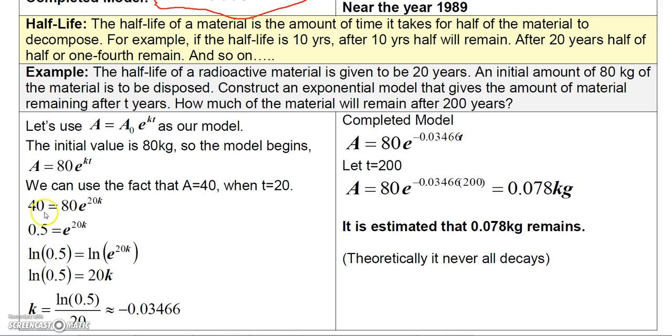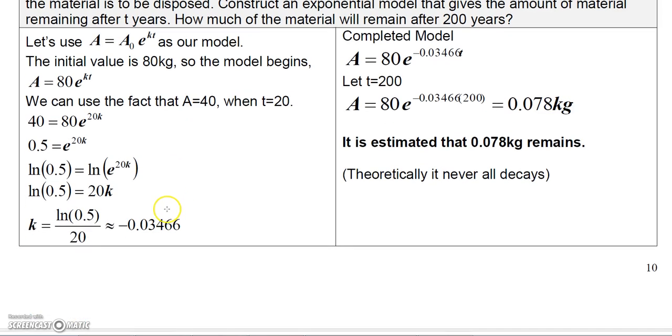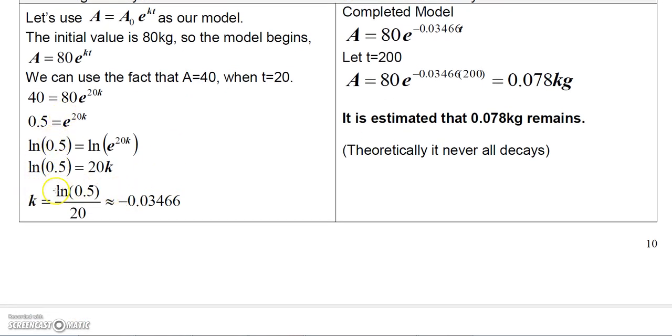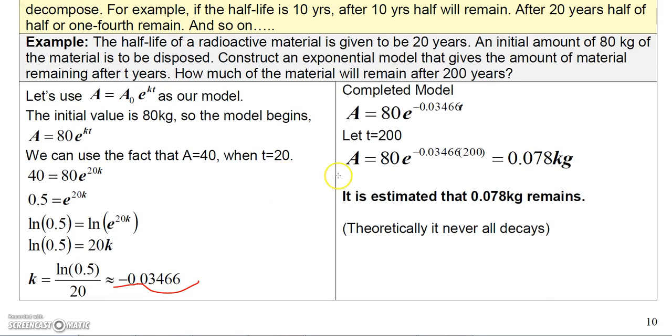Then put in 40 for A and 20 for t, and solve for k like I did on those previous problems by isolating the exponential and then taking logs. So there's my k value, and then you can plug the k back into the formula. The next question asks how much of the material will remain after 200 years. You take this model, replace t with 200, and it's going to give you an answer of 0.078 kilograms. Theoretically, it never all decays.